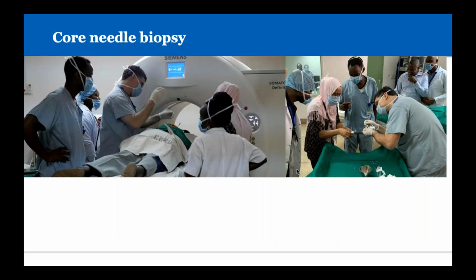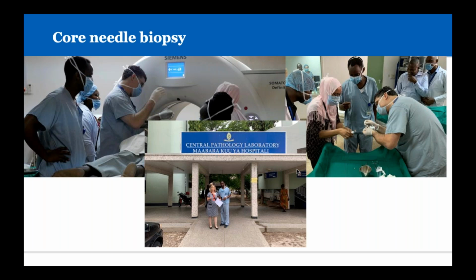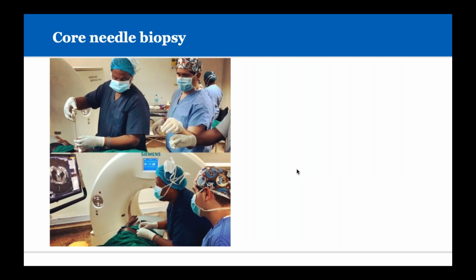This was the very first corneal biopsy we did. So Dr. Sillen's wife actually hand-delivered the specimen to the pathology department. By now, the Tanzanian residents do corneal biopsies themselves, even when there's no visiting faculty around.